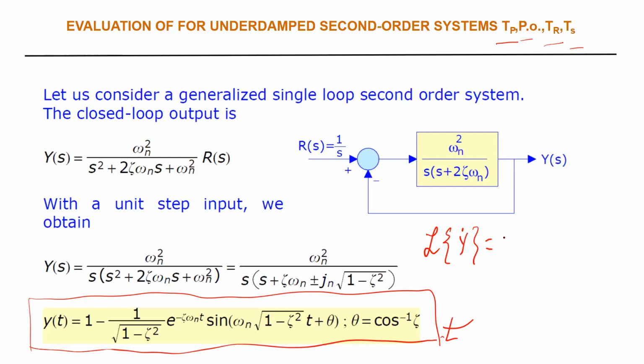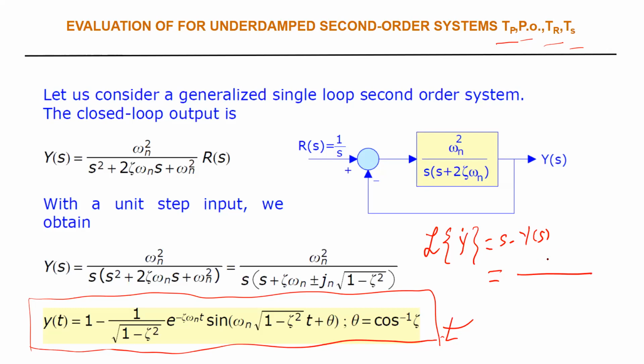sY(s) minus y(0), minus the initial condition. Minus what? Minus y at 0. Okay, take y(0) to be 0. So this is basically what we'll have. We are getting it from the transfer function anyway. Assume the initial condition to be 0. So if this is the case, this is equal to what? If you multiply this one by s, what do I get?